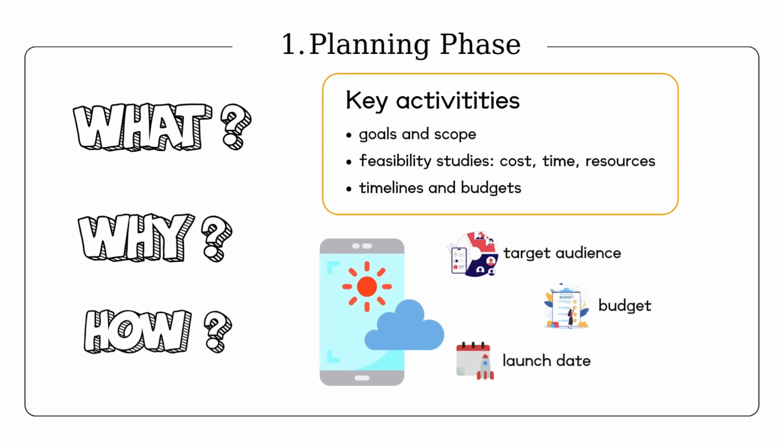For example, if a company wants to create a weather app, this phase involves deciding the target audience, whether they have the budget to develop the app, and estimating a launch date.